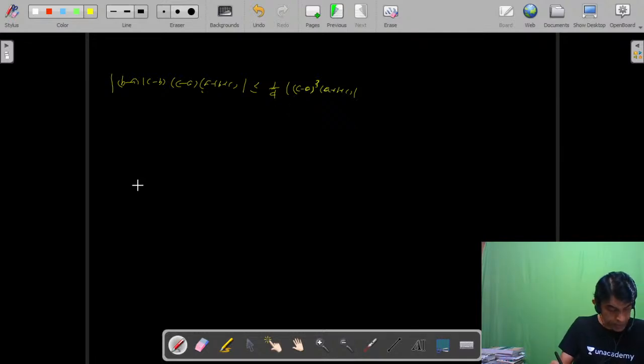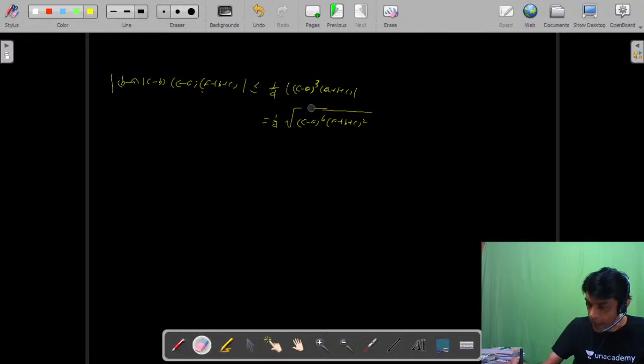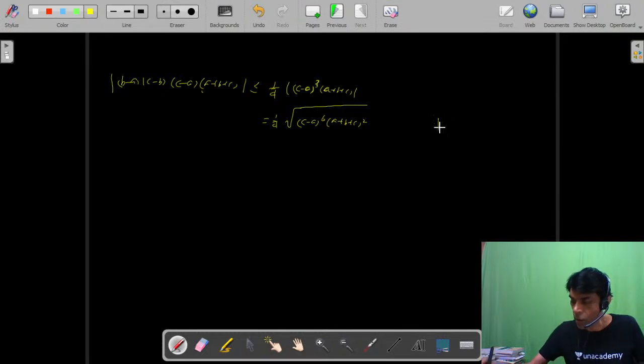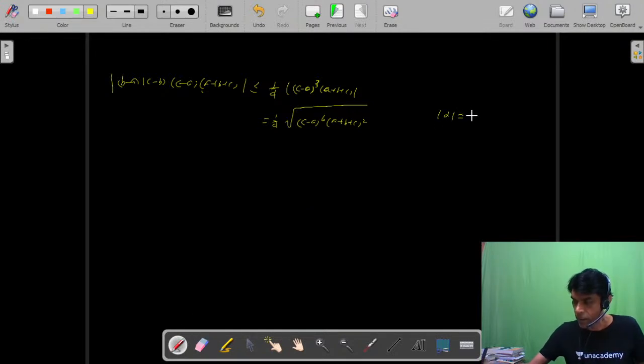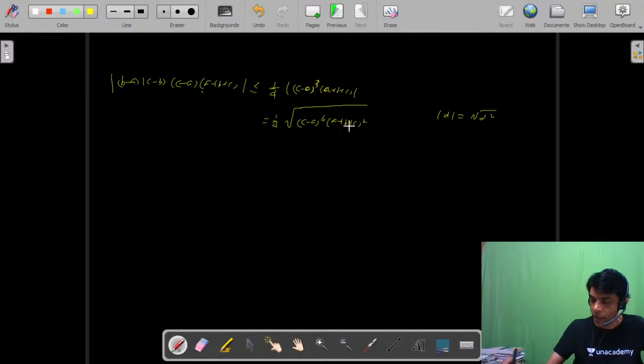So first I will write this as 1/4 times the square root of (C−A)⁶ times (A+B+C)². This helps me. Why does this help me? Because the modulus is gone now. I'm just using that the modulus of something, let me use a different symbol, the modulus of alpha, is the root of alpha squared. So this squared has come up, and we will soon see some more benefit of why it is beneficial.